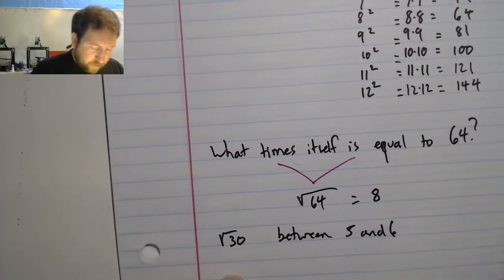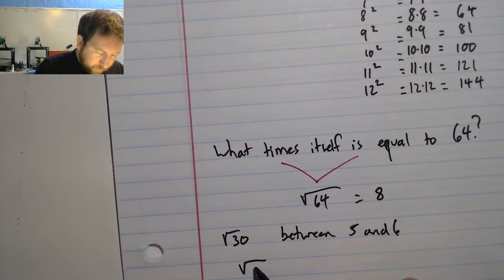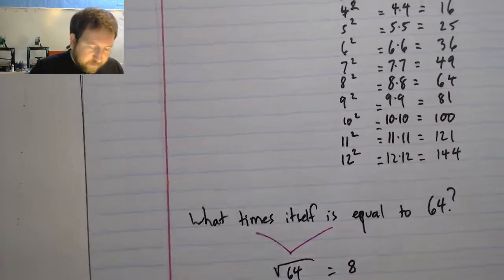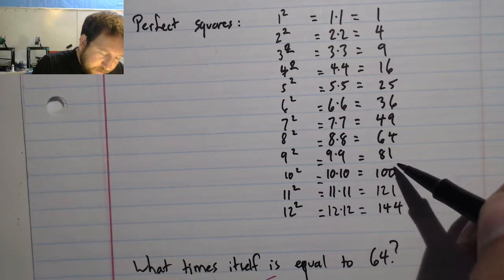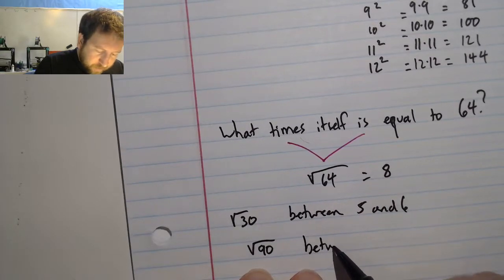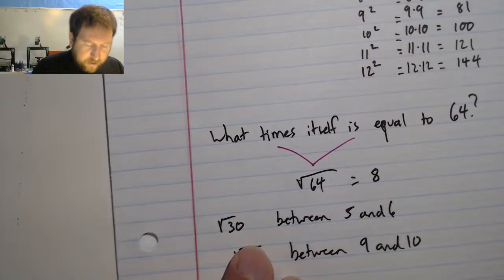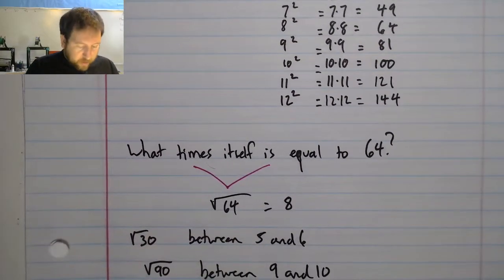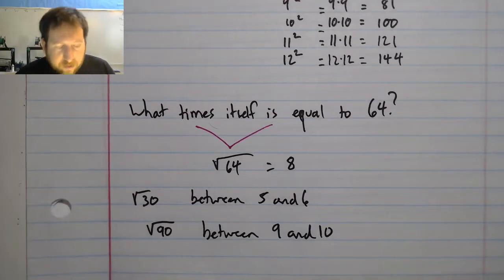One more. What if I ask you to find the square root of 90? Again, it's the same thing. I'm going to say 90 is between 9 and 10. So it's going to be between 9 and 10. That's really all we're going to be working on today. So go ahead and good luck on this section 9.1.